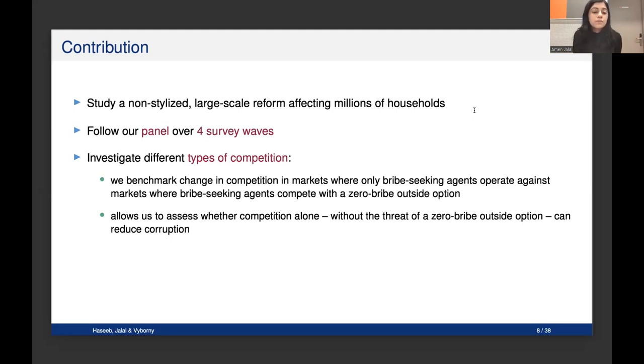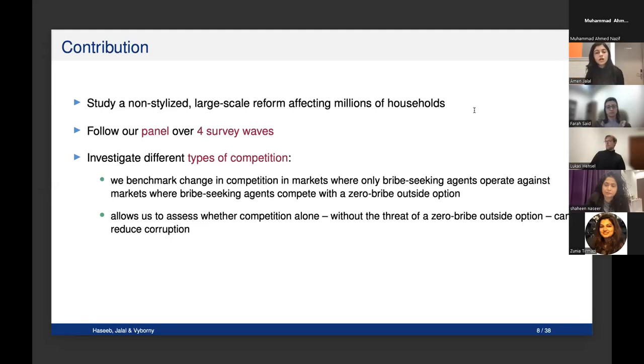What I'm going to be showing you is whether a change in the market structure of bribe-seeking agents, so whether increases in competition between payment agents, can reduce corruption, benchmarked against a context where payment agents also have a zero bribe outside option. So we can tell you whether competition alone, even without the need for automation, without machines that cannot possibly ask for bribes, can reduce corruption, because it's not always feasible to automate these processes. Even if you are stuck with bribe-seeking agents, introducing competition can solve some of the problems.